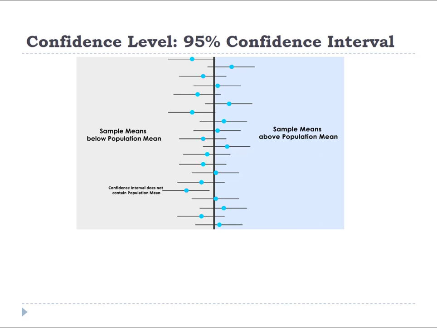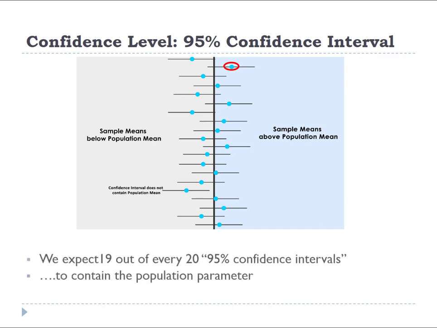The blue dots represent the sample means, and the horizontal black lines represent the width of the confidence intervals. The vertical black line represents the population mean. The upper and lower limits of the confidence intervals will differ from sample to sample, and we expect 19 out of every 20 95% confidence intervals to contain the population parameter. We expect only 1 in 20, or 5%, of confidence intervals constructed this way to not contain the population parameter.